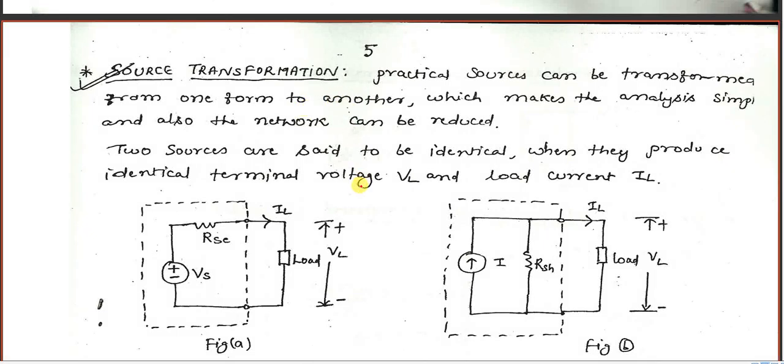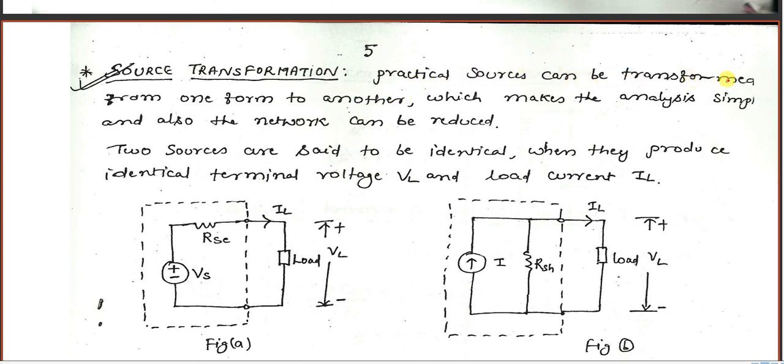Transformation. So the name itself indicates that a source will be transformed into another type. We have two sources, voltage source and current source. We can transform a voltage source into a current source and a current source into a voltage source. This is possible with practical sources. Okay, so let us go.